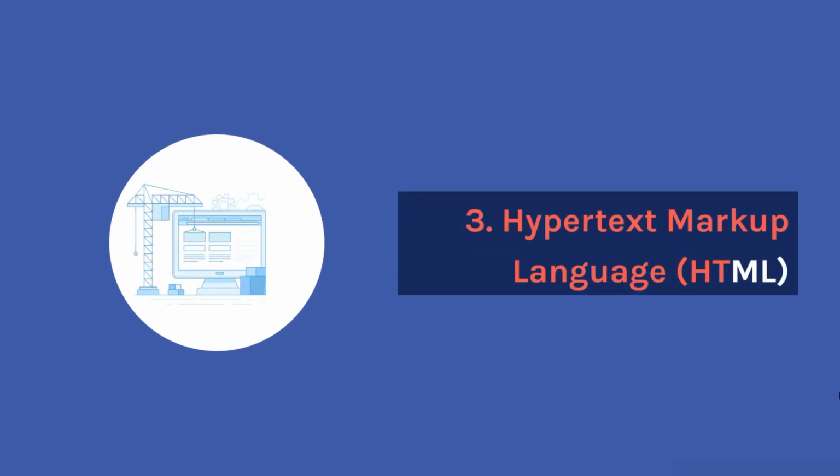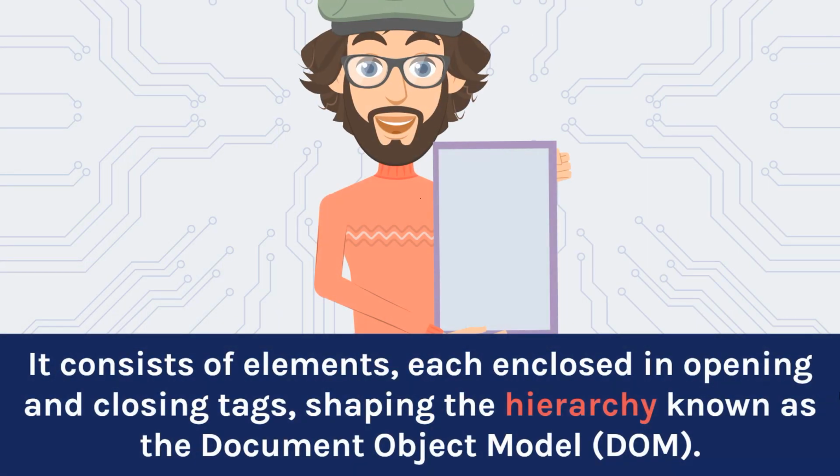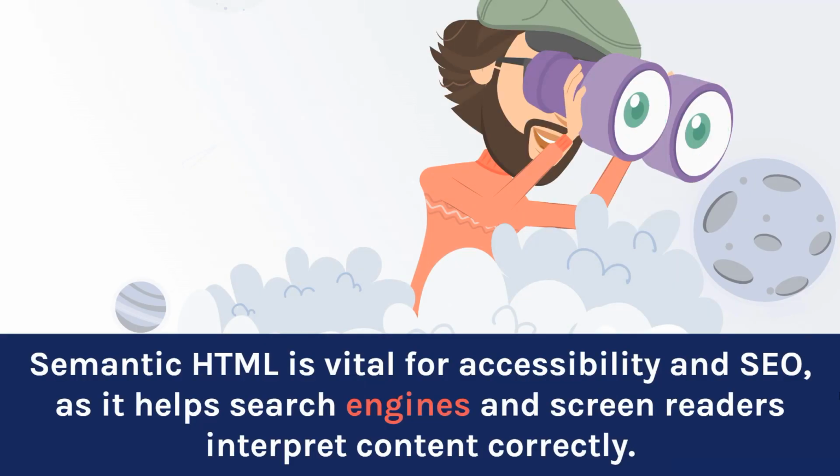Number 3. Hypertext Markup Language or HTML. HTML is the language that structures web content. It consists of elements, each enclosed in opening and closing tags, shaping the hierarchy known as the Document Object Model or DOM. DOM divides a web page into 2 parts, the head and the body, metadata and title, and the visible content. Semantic HTML is vital for accessibility and SEO, as it helps search engines and screen readers interpret content correctly.